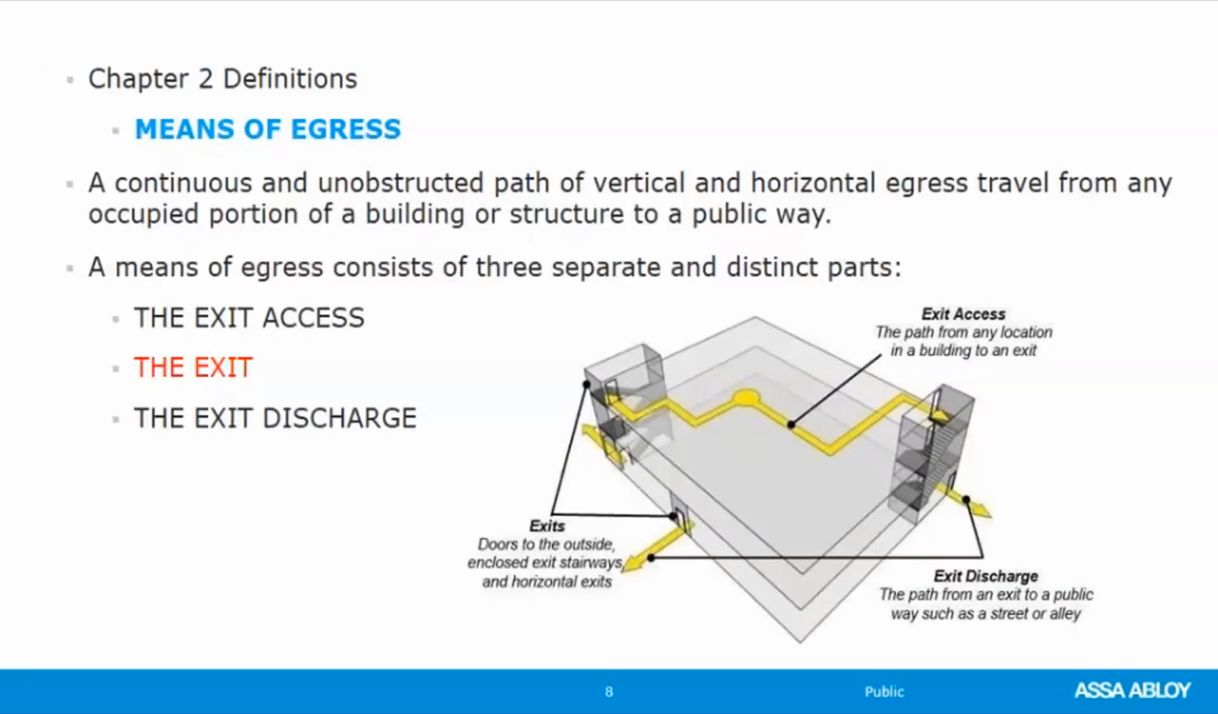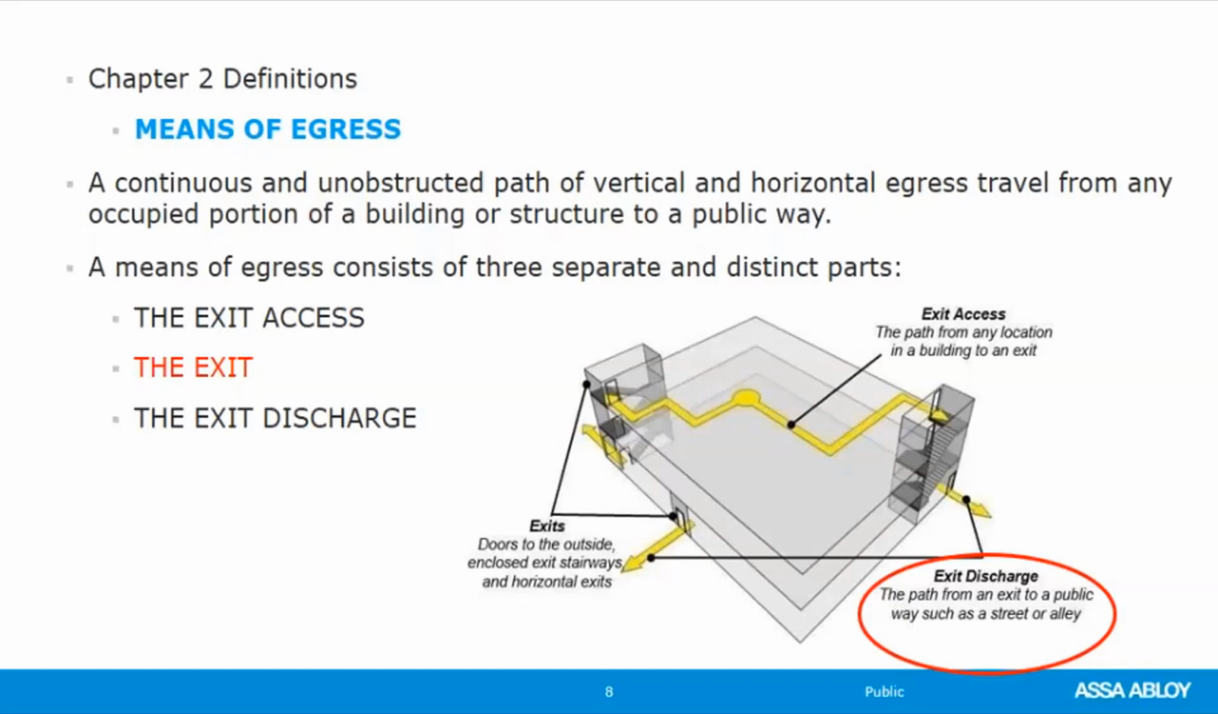We'll hit a couple of definitions. The first one is means of egress. In order to select code compliant doors and hardware for a project, you need to understand what constitutes a means of egress. We have the exit access, which is that portion of a means of egress that leads to an exit. The exit is going to be both vertical and horizontal. It includes exterior exit doors, as well as vertical stairs, horizontal exits, exit passageways, for example, and the exit discharge, which is from the termination of an exit to a public way or safety.